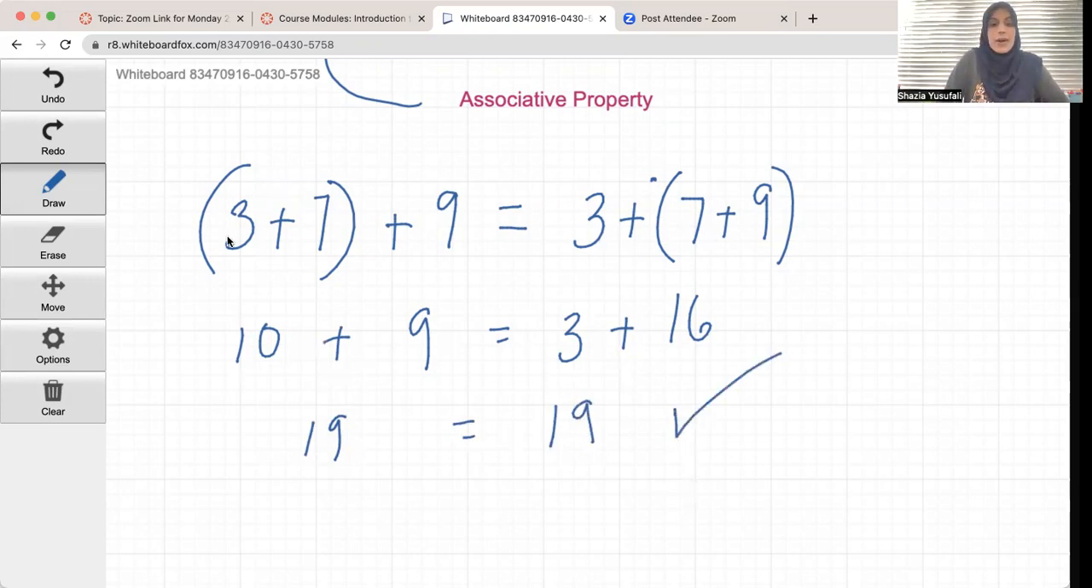That means wherever the brackets are, it does not matter. If the bracket is between the 3 and the 7, or if the bracket is between the 7 and the 9, the answer is always 19, right? Now you'll say, well, duh, we all knew that. So when is there not an associative property? Let's talk about that.